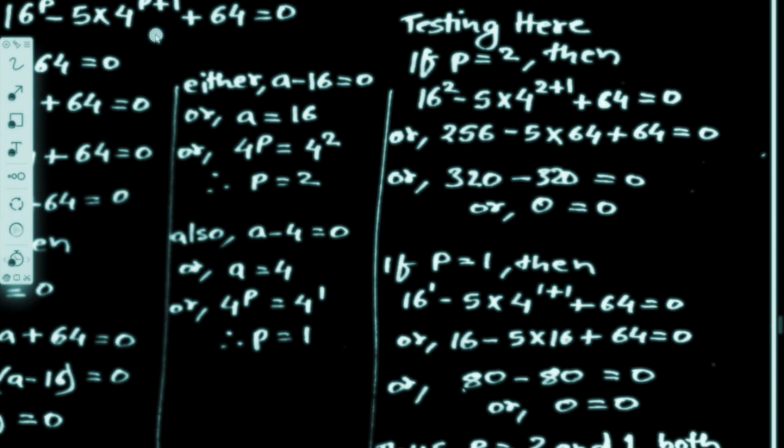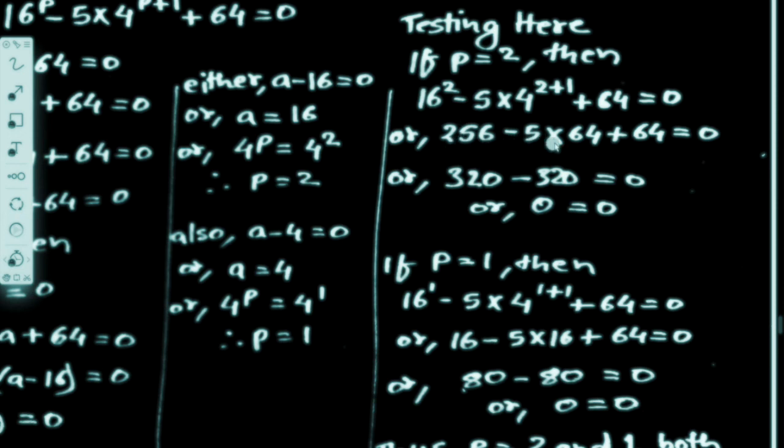Now this is our equation. In this equation, we put the value of p and make a calculation. Testing here, if p equals 2, then 16 power p means 16 square, minus 5 into 4 power 2 plus 1, plus 64 equals 0. 16 square means 256, minus 5 into 4 power 3, and 4 power 3 is 64.